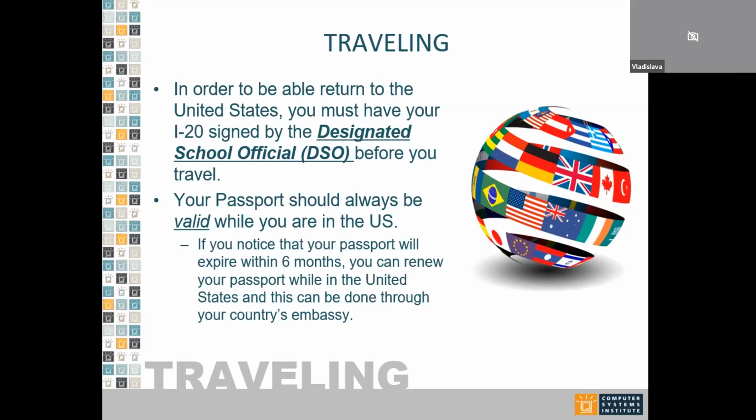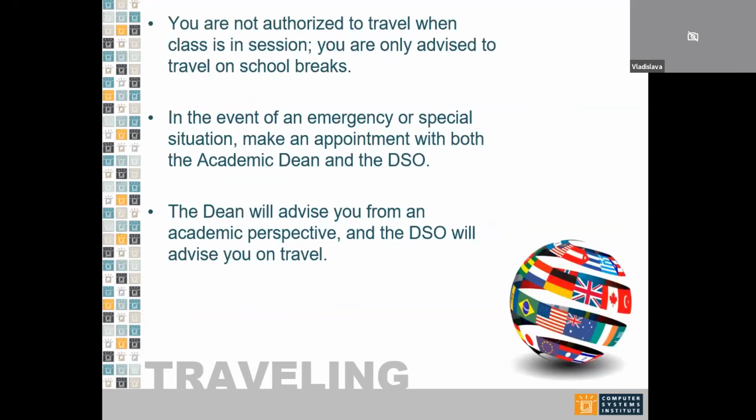I advise you to consult with the school dean before arranging any travels, because the dean will be able to see your attendance records, percentage. They will be able to see what quizzes or exams are coming up that you need to pay attention to. And after the dean's approval for travel, you may reach out to the DSO to obtain a travel signature on the second page of your I-20.